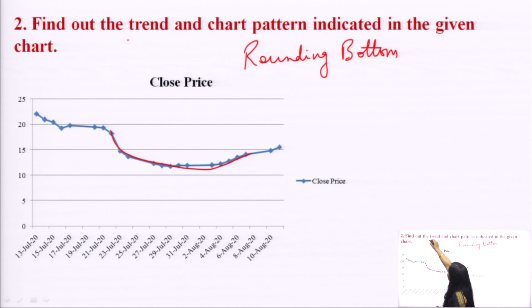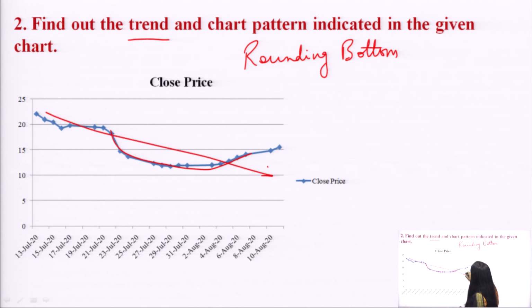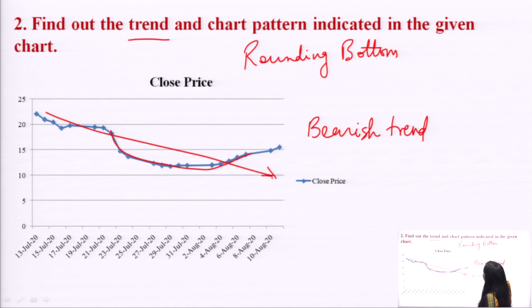The first part of my question is: what is the trend? If I draw a freehand line, what is the trend? Trend is falling downward. So, it is indicated that there is a bearish trend in this particular stock. It means the prices are falling down. In the long term, if we can see, the prices are falling down, but there is a pattern.